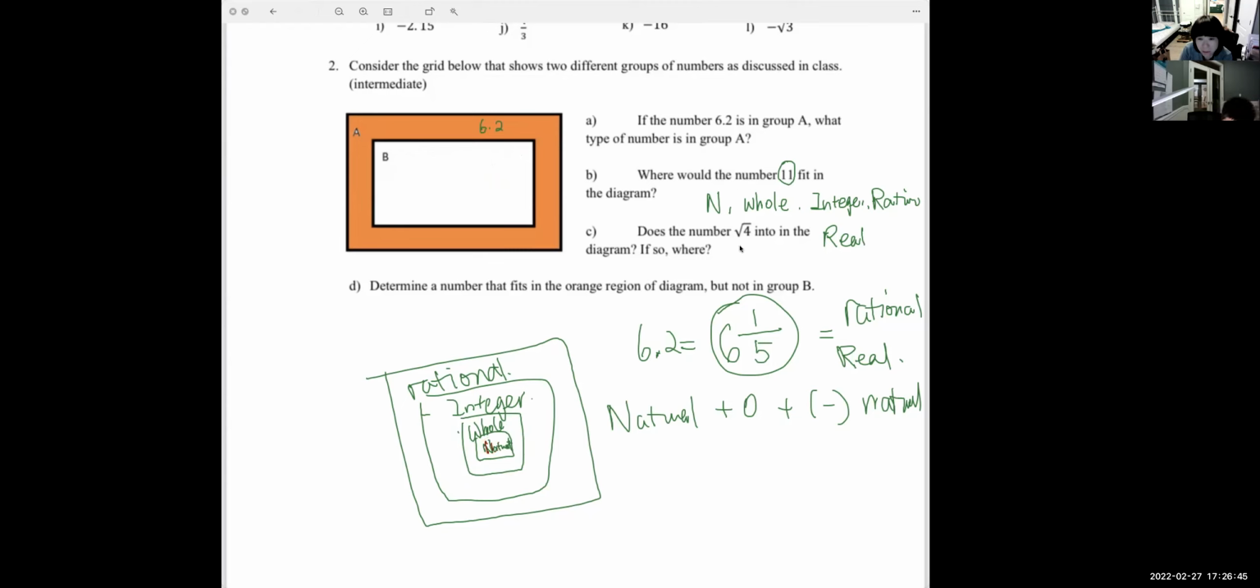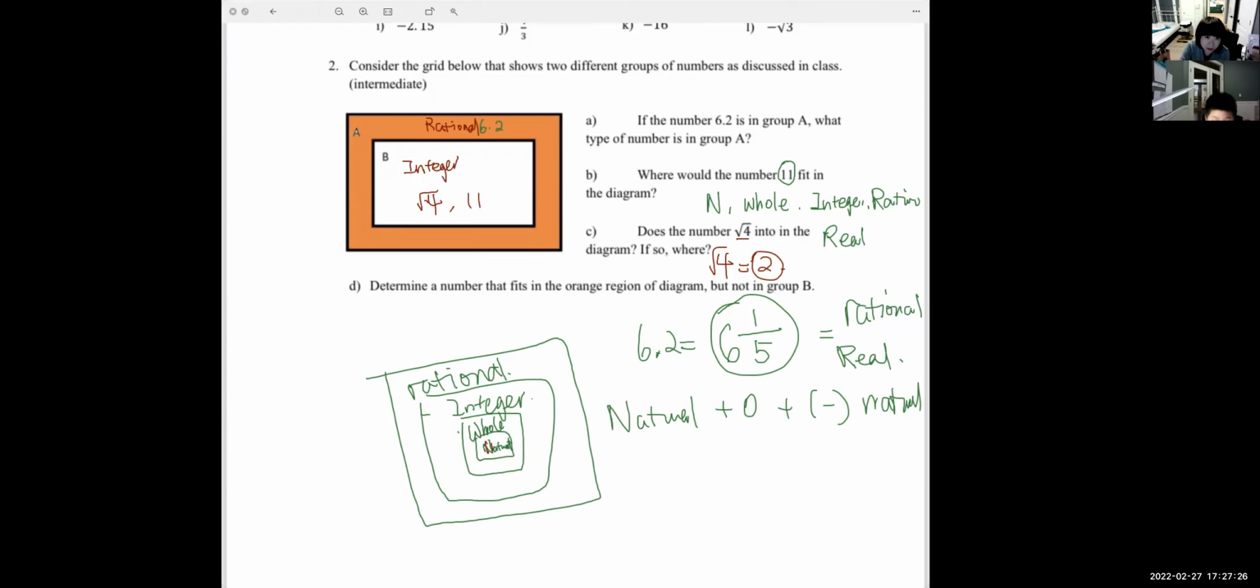Okay, but let's take a look at this one. Does the number square root of 4 fit into the diagram? So square root of 4 equals what, Jaden? 2. Very good. So basically it fits the same as 11: natural, whole, integer, rational, and real, right? Now determine a number that fits in the orange region of the diagram, but not in group B. If A is rational numbers and B is integers, we could put square root of 4 and 11 in B and put 6.2 in A, right?